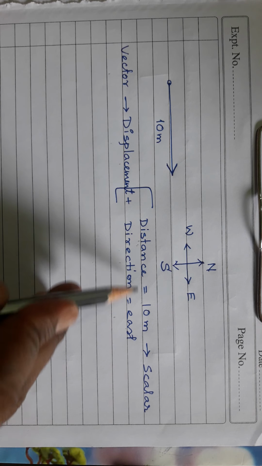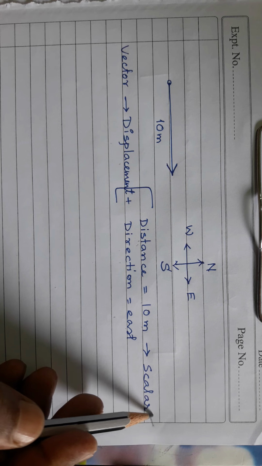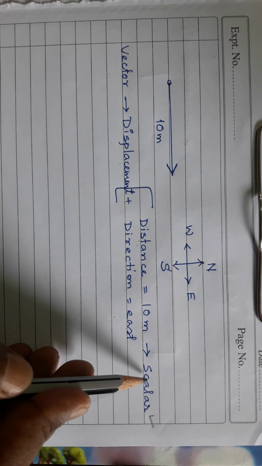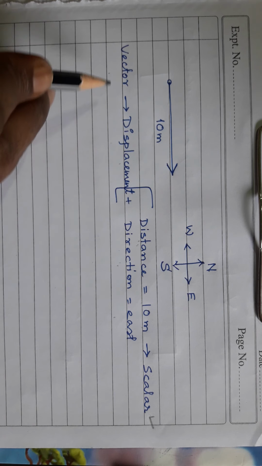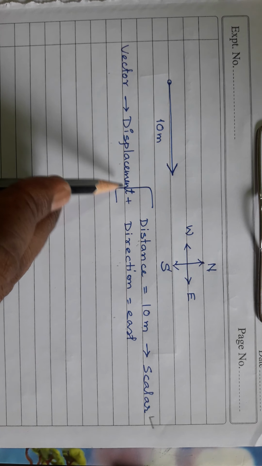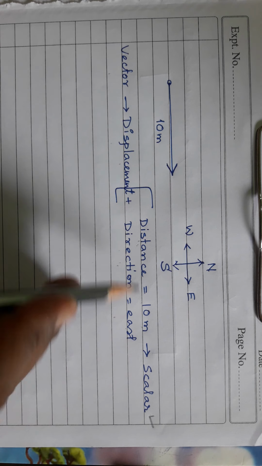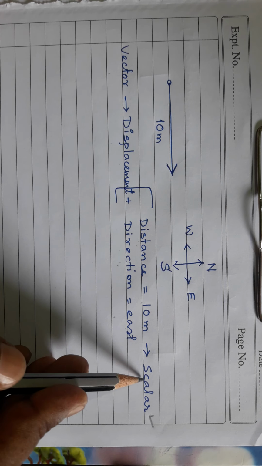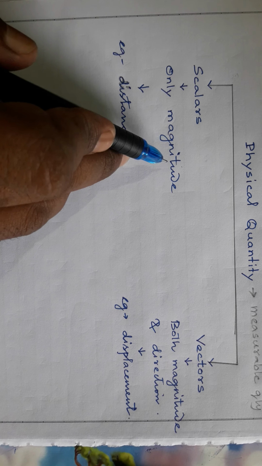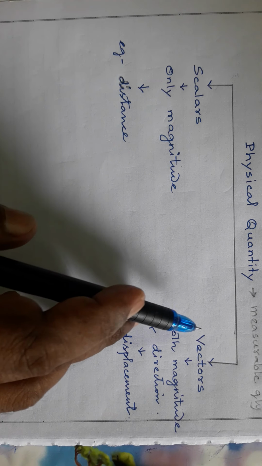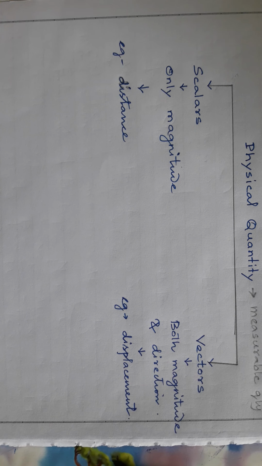So when I say distance 10 meter, it is a scalar quantity, only magnitude, no direction is mentioned. But when we add direction, it becomes vector quantity. Displacement is distance plus direction, so it is a vector quantity. Distance means only magnitude, so it is a scalar quantity. So scalar: only magnitude, example distance. Vector: both magnitude and direction, example displacement.